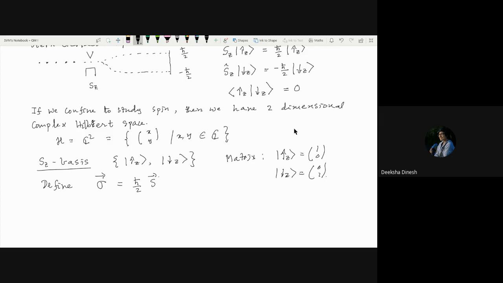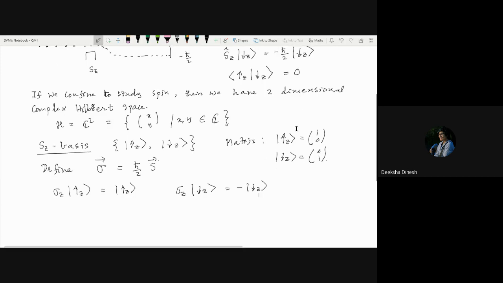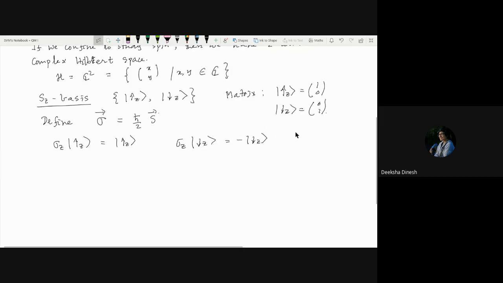Okay. So for example, the sigma z operator, when you operate it on up z, you will get simply up z. The eigenvalue is plus 1. Sigma z operator, when you act it on down z, you will get minus down z. So the eigenvalue is minus 1 and so on. So from the requirement of these two equations, we can see that sigma z can be written as a matrix like this: 1 0 0 minus 1.